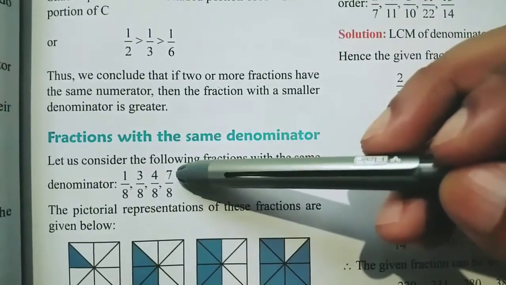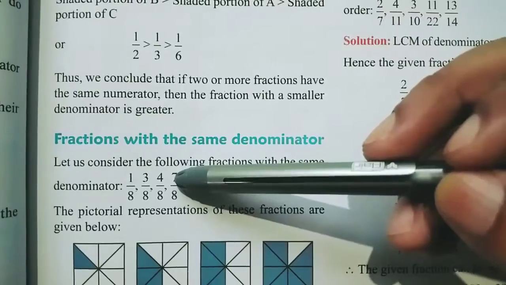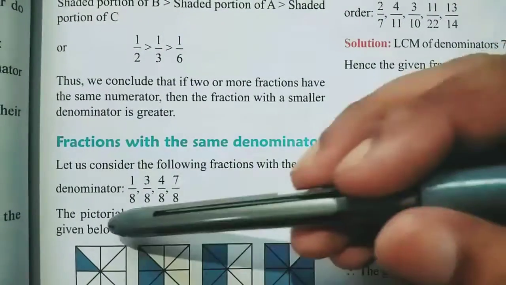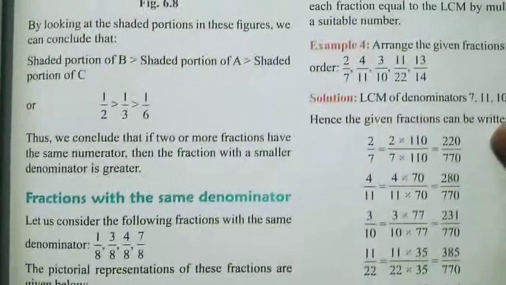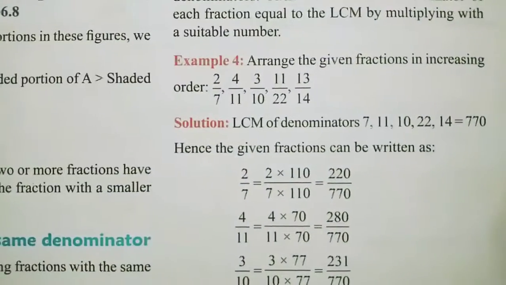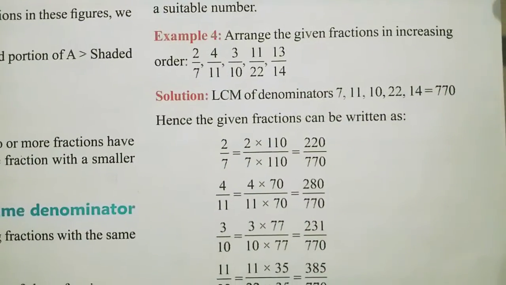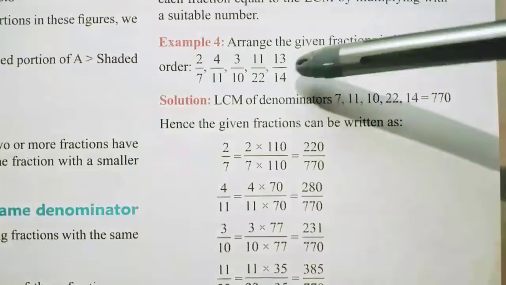Suppose in descending order. Descending order means decreasing order, from big to small. So 7 by 8 will come first, then 4 by 8, then 3 by 8, then 1 by 8. Very easy. When the denominators are the same, you can compare the numerators. This is the main thing. So in example number 4, you have to make all the denominators the same. How can you make the denominators the same? First of all, you have to take the LCM of all the denominators. This is the first step.